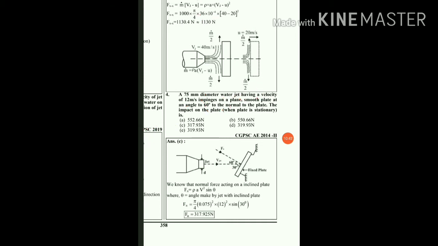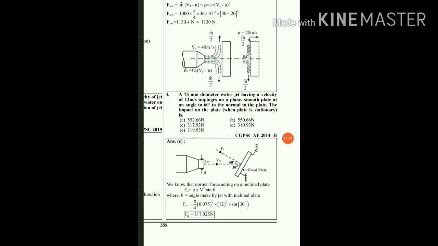This is not the exact angle, because the given angle is 60 degree. There is a smooth plate at an angle of 60 degree to the normal to the plate. So this is not the actual theta angle. The angle that we need is the angle formed over here. Okay, this is the angle theta. We don't need this angle, we need this angle which is theta. So here this theta angle is 30 degree.